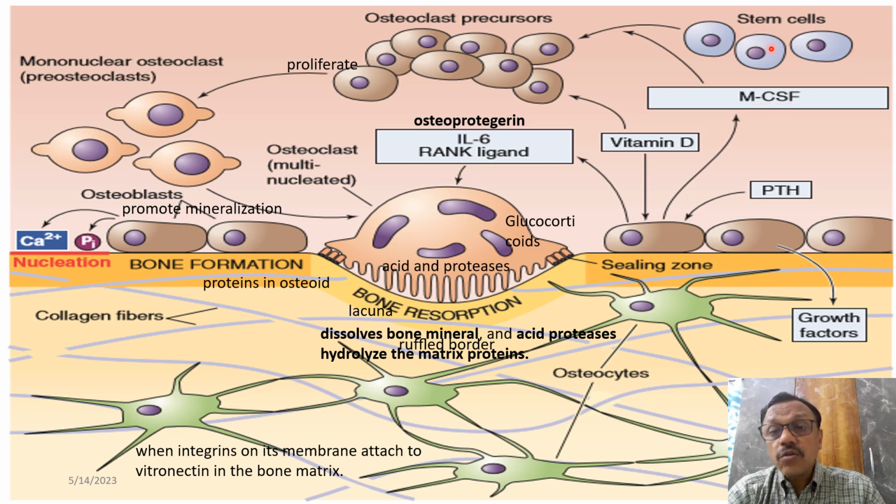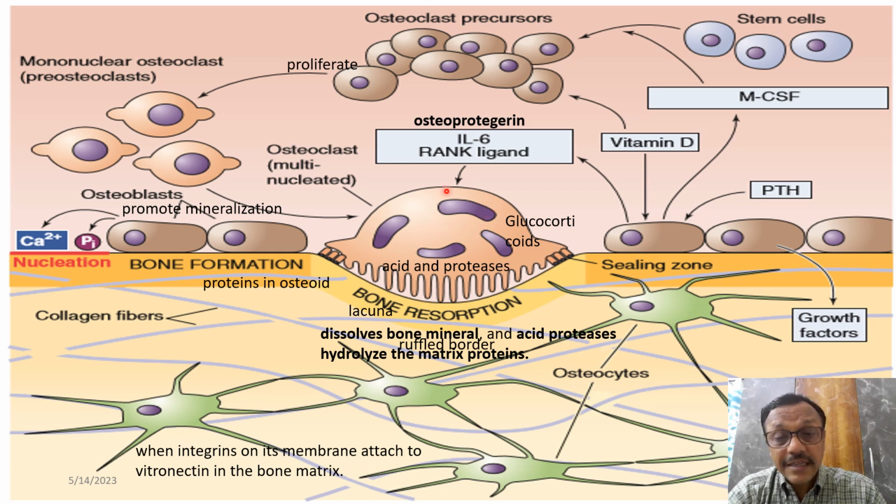So in the stem cells it is going to affect the production of osteoclast precursor cells, and these cells are going to proliferate into mononuclear osteoclast cells, and again this osteoclast cell is going to become the multinucleated osteoclast cell over here. Now under the effect of parathyroid hormone, when these RANK ligands are produced, the RANK ligand is attached to the RANK receptor which is present on the surface of these osteoclast cells.